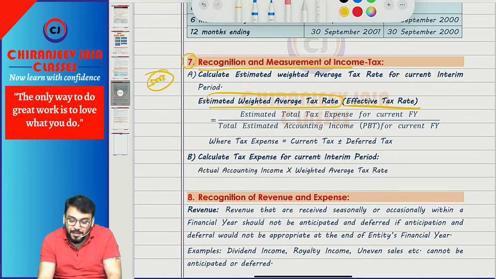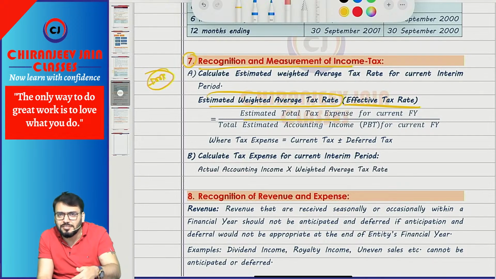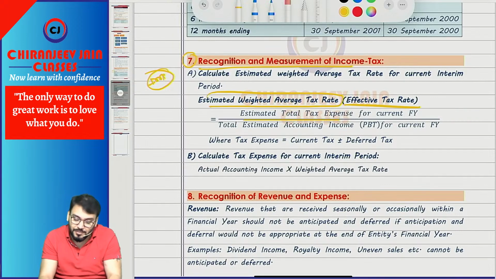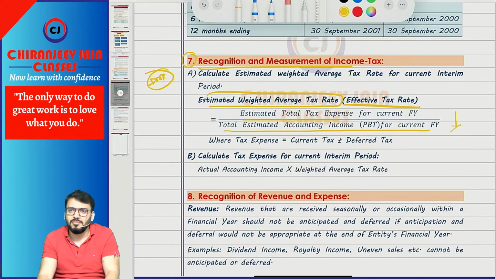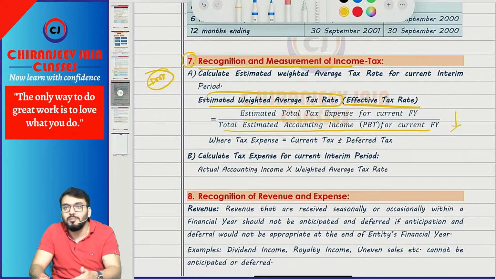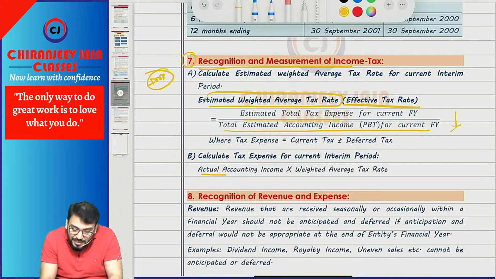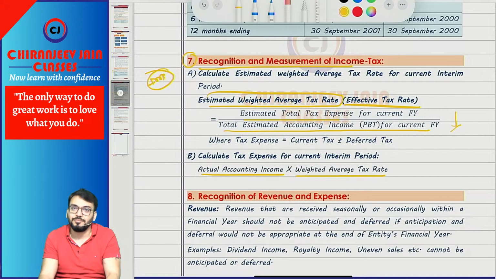Understood? What is the formula? Estimated total tax expense. Total tax expense is current tax plus or minus deferred tax, divided by total estimated accounting income of the current year. This will of course be given in the question, and you can calculate the effective tax rate. That effective tax rate is applied to the accounting income of each quarter or each interim period. So accounting income of each interim period is multiplied by the effective tax rate.